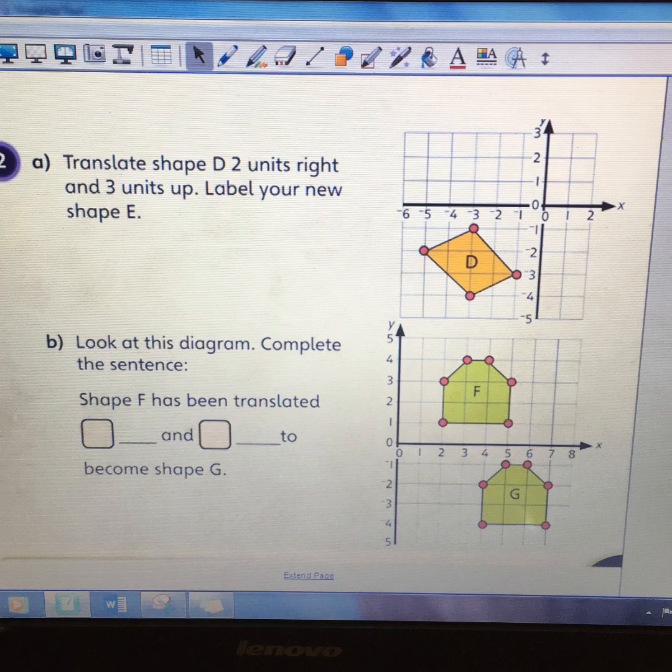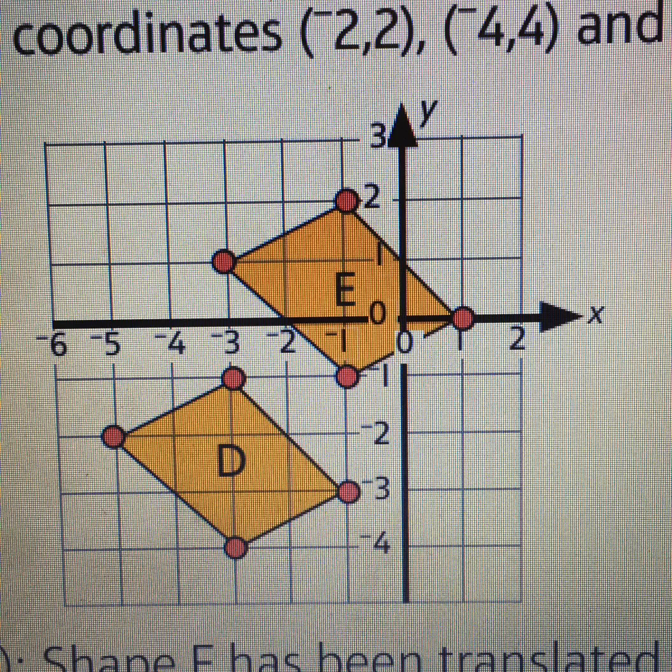Well done. Okay then, think together time. So, first question is translate. So remember, when we translate, we just pick it up and move it. The shape does not change. Translate shape D 2 units to the right and 3 units up. Then B, look at the diagram. Shape F has been translated how many units, how many squares right or left, and how many up or down. So you're going from shape F to shape G. Have a go.